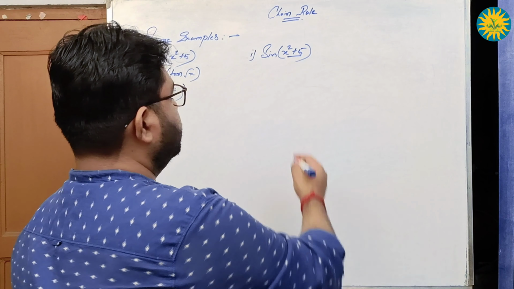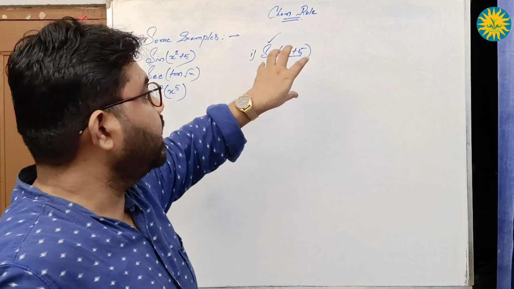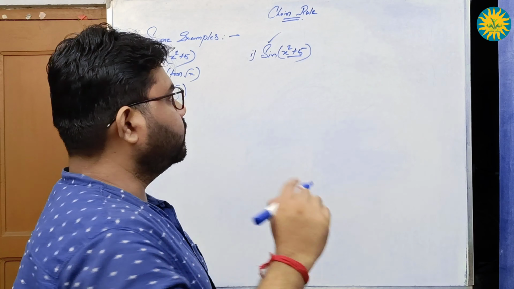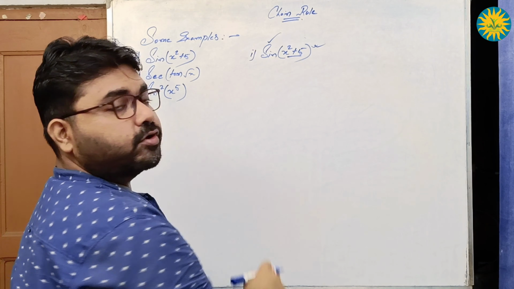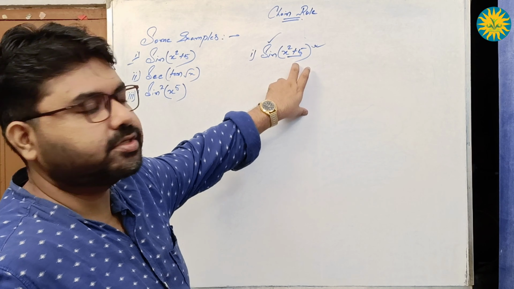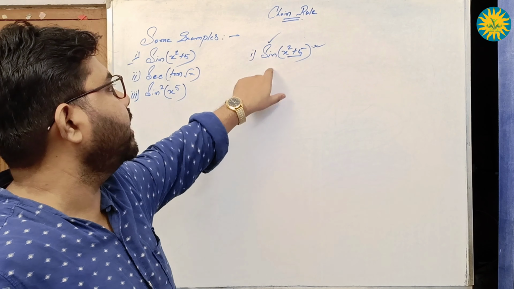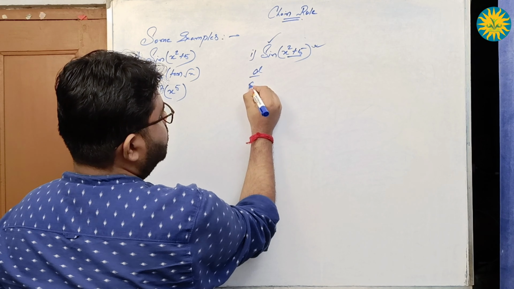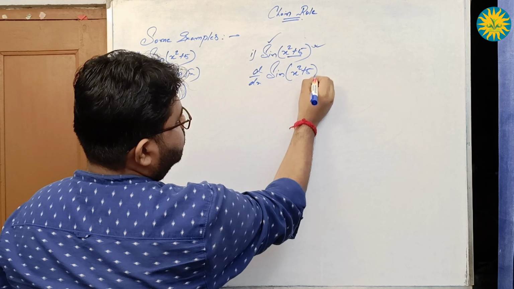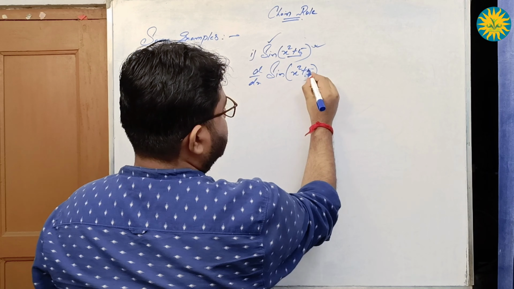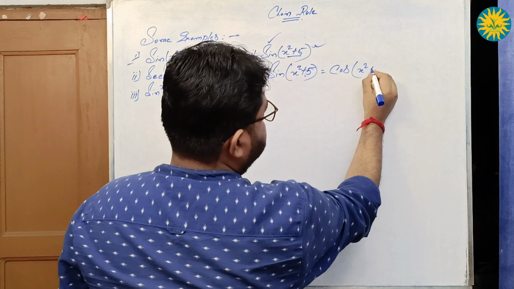First we will concentrate on the trigonometric function, that is sine, and since it's not x, it's a totally different function. So there are two functions, one for sine and the second for this algebraic function, that is x square plus 5. First we will deal with the trigonometric function, sine. We know that d/dx of sine of x square plus 5 will be cos of x square plus 5.